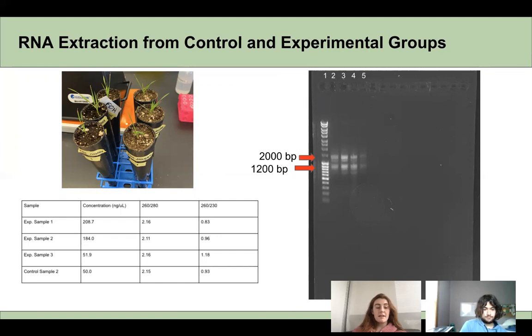For the samples that we were able to extract, we concluded that the concentrations were adequate, even though the experimental sample 3 and control sample 2 were diluted due to a pipetting error. As you can see from the gel, we were able to successfully extract RNA as seen by the 2 bands in each of the wells.